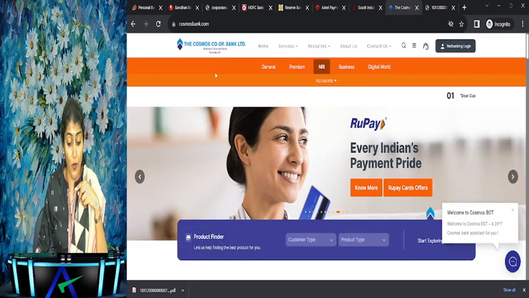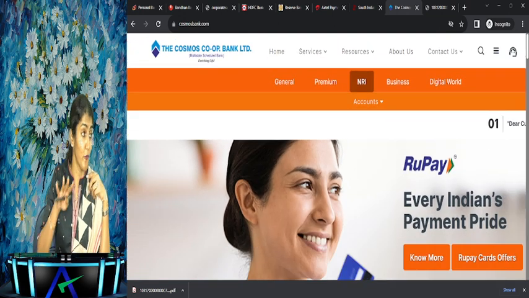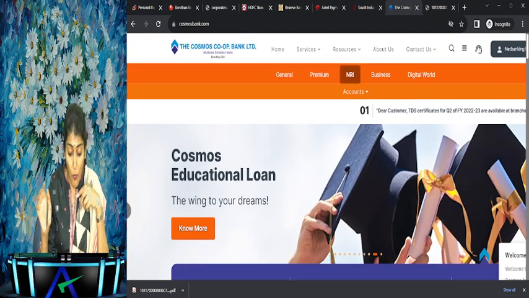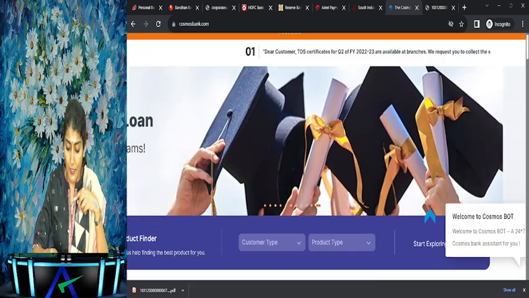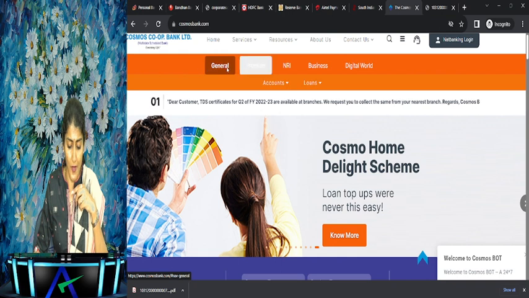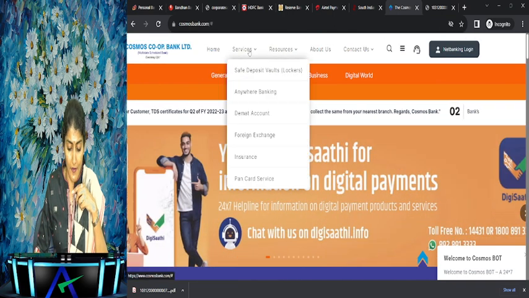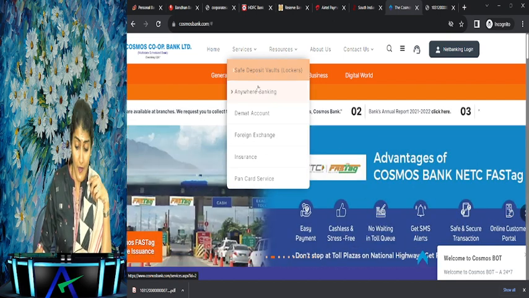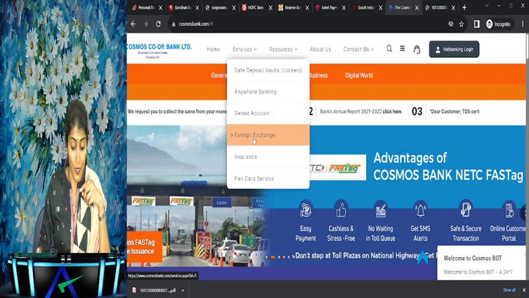Then you have the Cosmos Cooperative Bank. So you have a foreign bank, you have a small bank, right? Then you also have the Cosmos Cooperative Bank over there. And again, you have the provisions over here giving all the details of the services provided by this particular bank, right? So what are the services? They also have locker services, the bank, right? Then anywhere banking, demat account, foreign exchange, insurance, PAN card service, right?